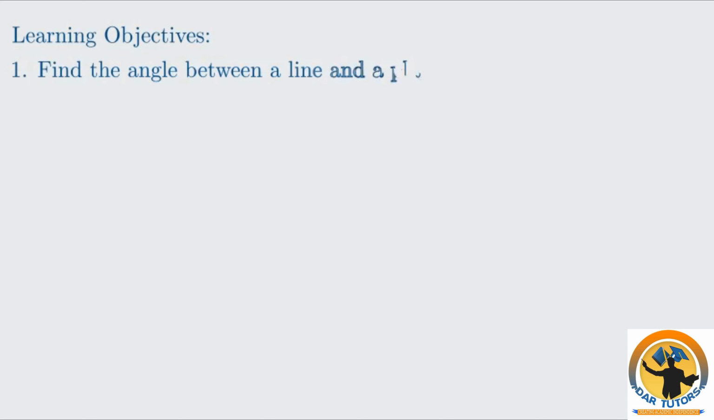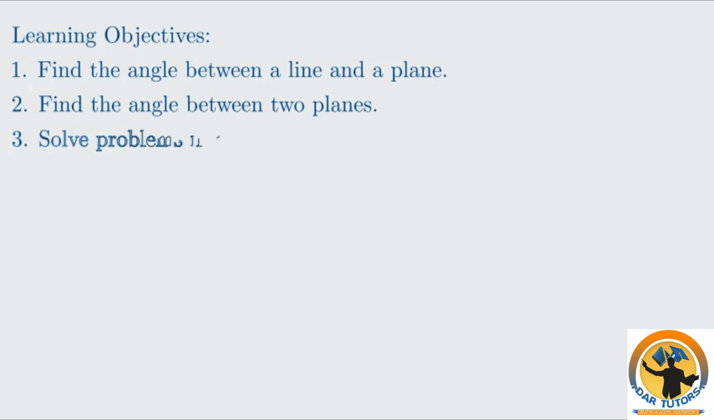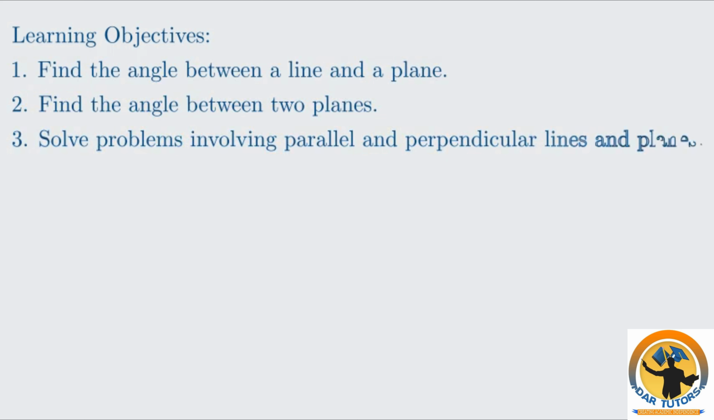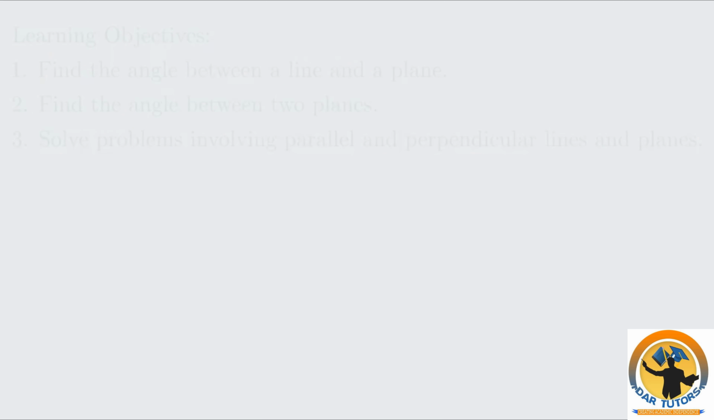By the end of this session, you will be able to: first, find the angle between a line and a plane. Second, find the angle between two intersecting planes. And third, solve more complex problems involving these concepts, including determining if lines and planes are parallel or perpendicular. We will focus on clarity, rigor, and the problem-solving techniques required for the IB exam.